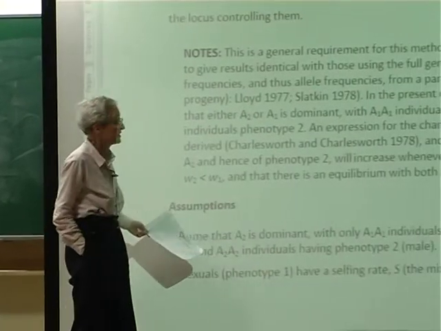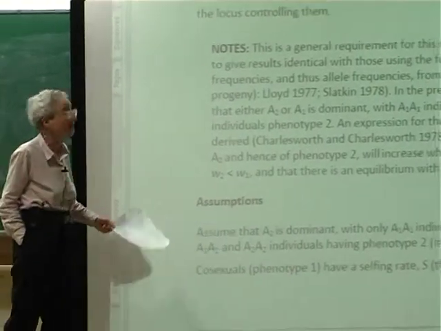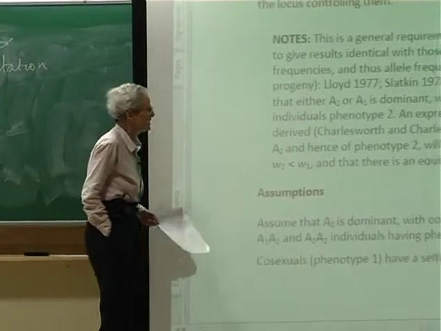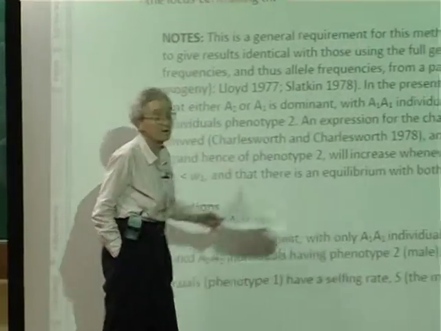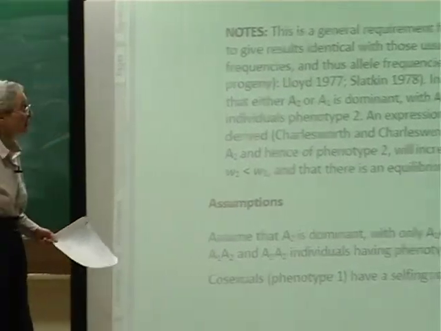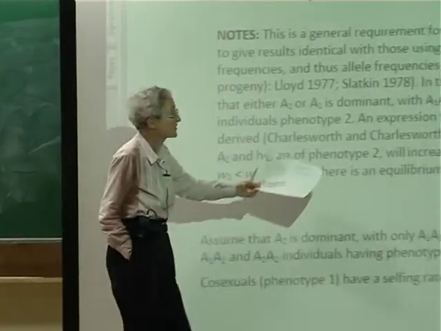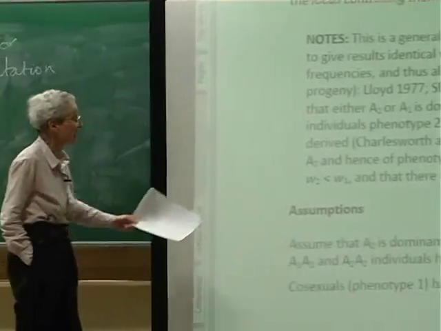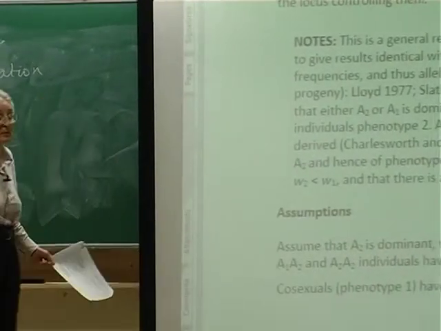In either case, with this simplified approach, you'll get the same result as with the full genotype frequencies carefully written out and the algebra done correctly: the new phenotype, phenotype 2, will increase when its fitness is greater than the other one's, and an equilibrium will occur when they both have the same fitness.